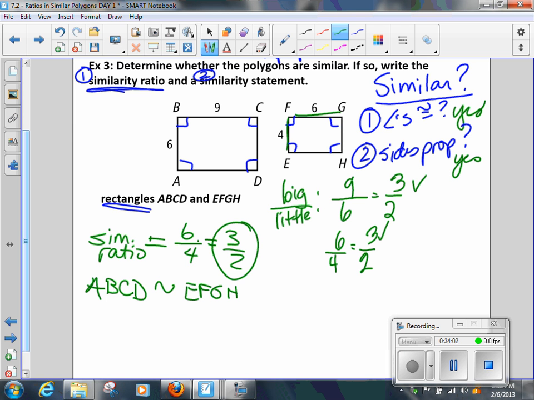It's still going to reduce to 3/2. I could have used either one, because that's what it reduces to. Okay? Questions?